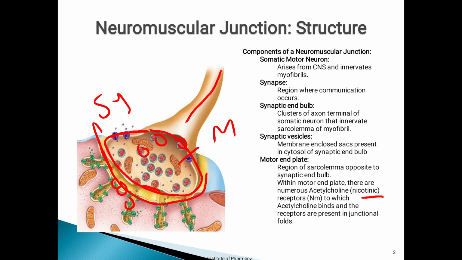So now for the neuromuscular junction, you'll just remember it is the acetylcholine receptor, to which acetylcholine binds, and the receptors are present in the junctional fold. So now this is the motor end plate, to which the green color, what you all can see, are receptors.